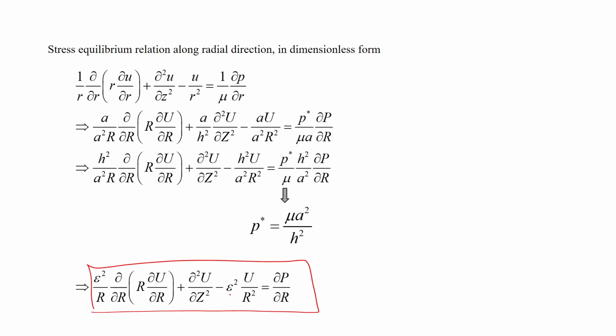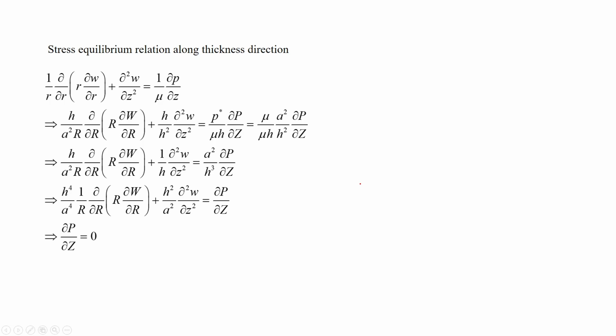Remember that the epsilon square terms are very small, so we have to neglect them. In essence, we have del p by del r equal to del square u by del z square. The other stress equilibrium relation, in the z direction, can be represented like this, and here again we non-dimensionalize these equations. Finally, remember that this is h by a.